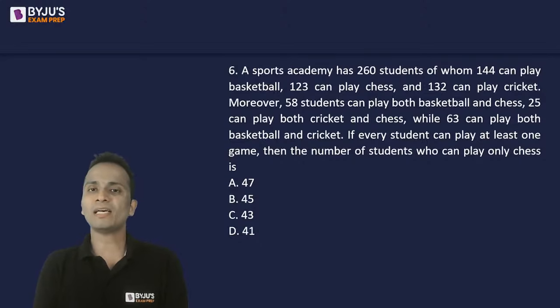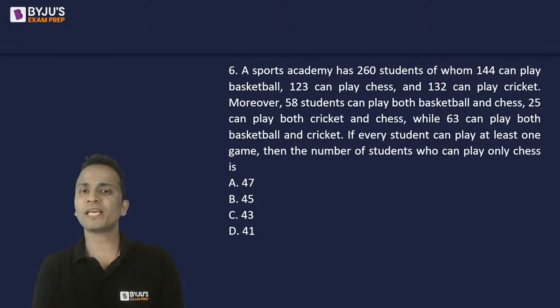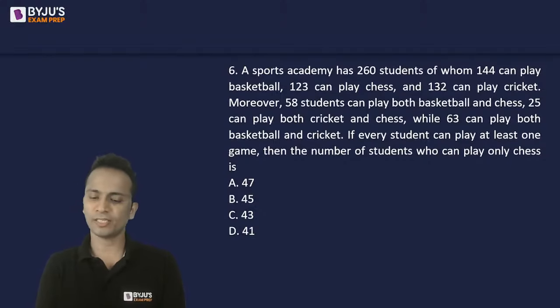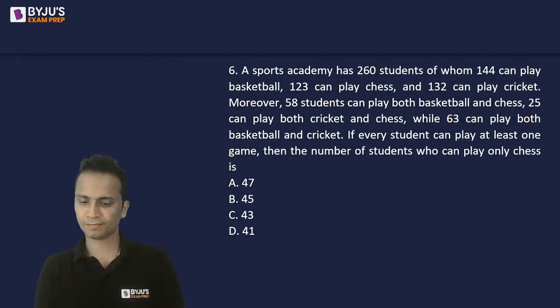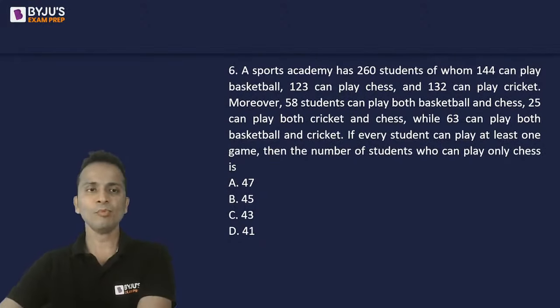Now, Sports Academy has 260 students, of whom 144 can play basketball, 123 chess, 132 cricket. Moreover, 58 can play both basketball and chess, 25 can play cricket and chess, 63 can play both basketball and cricket. If every student can play at least one game, then the number of students who can play only chess is how much? A very basic question of Venn diagrams.